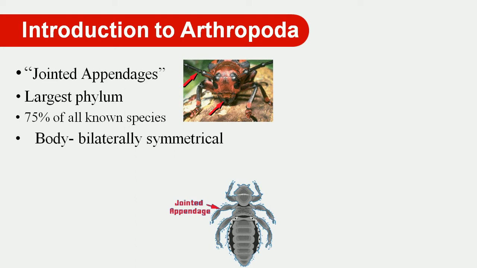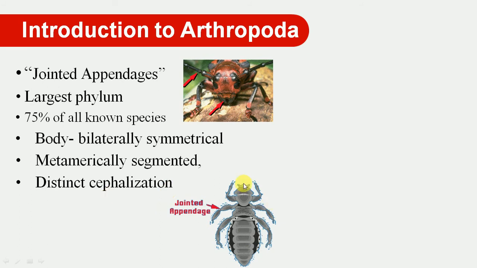Then this whole body, as compared to the scale, means these arthropodan animals are metamerically segmented. You can look here, every part is separated, and this separation is metamerical. The whole body is separated into segments, and therefore it is commonly called metameric segmentation. We can see distinct cephalization, the head region, very proper cephalization we can observe.